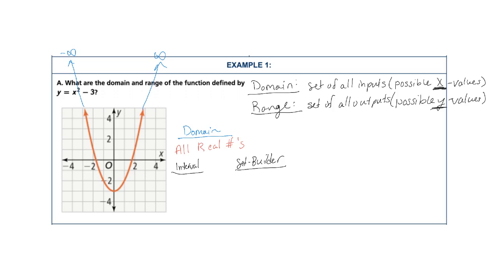Now, interval form will have parentheses or brackets, depending on if it stops or not. For infinity and negative infinity, you always have just parentheses. But if it's a clear stop and it includes a number, we use a bracket. So for intervals, it goes from negative infinity all the way to infinity. So that's how we write all real numbers for interval form.